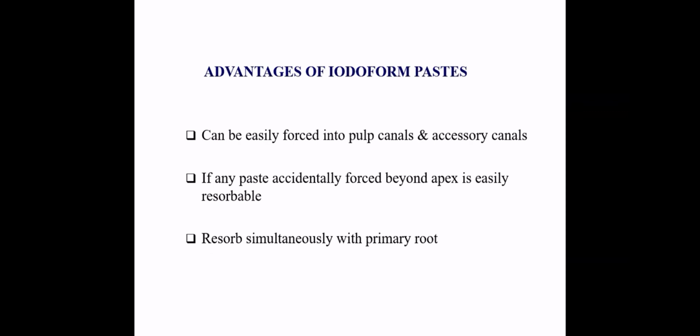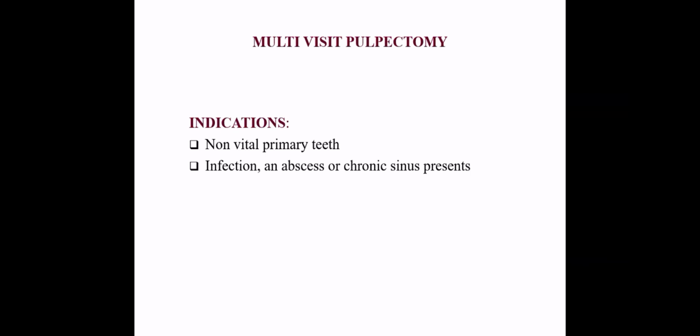So again, it can be easily forced into the pulp canal and accessory canals. If any paste is accidentally forced beyond the apex, it is easily resorbable. It's not an apical irritant. Then it resorbs simultaneously with the primary root.